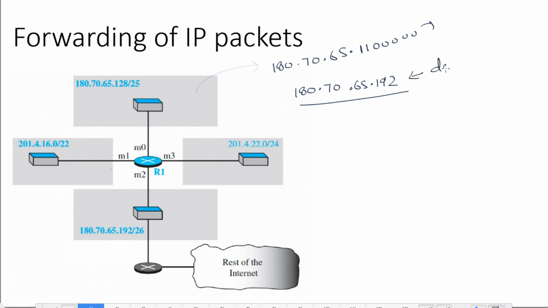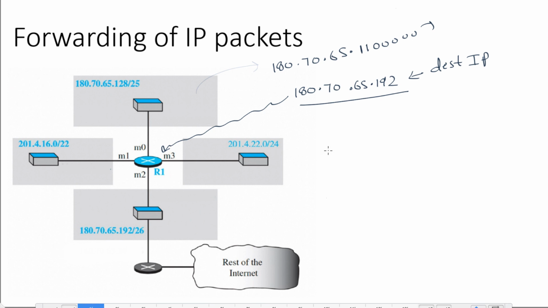This is the destination IP address that the packet is having, and that packet is coming to this router R1. Now R1 has to determine which interface it should route this packet to, either M0, M1, M2 or M3. How R1 is going to determine that is what we need to study in this lecture, and then we will be studying some optimizations in that.